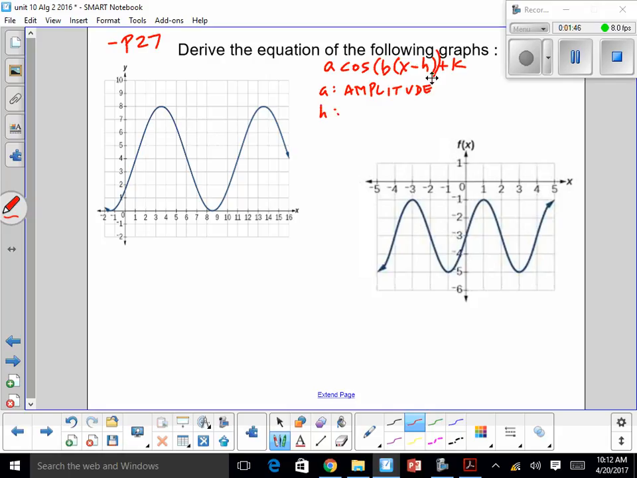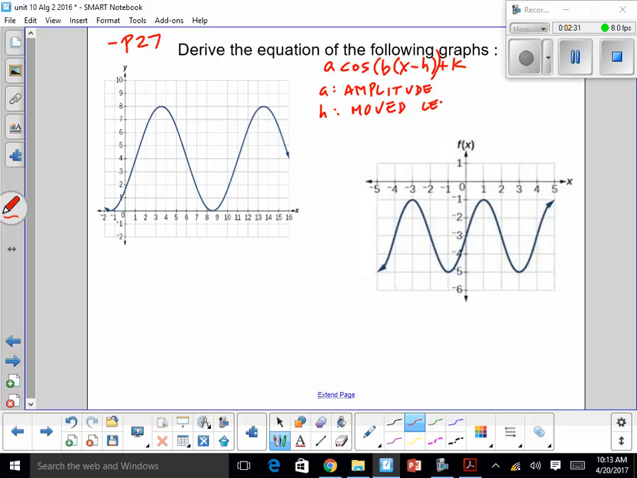Anybody remember H? What that one is? Height. It won't be the word that goes with it. A happens to be amplitude, but H, what you're going to tell me about it, won't have an H. Is that K? No, but that's coming next. This one is move left to right, and that's what I'm trying to say. The H tells you how much the wave or the graph has been moved left or right.